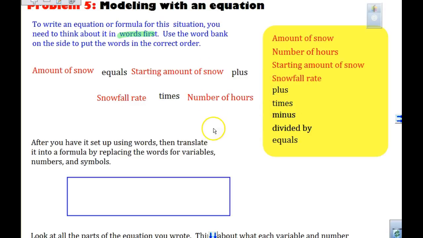Okay? So it says after you've set it up in words, then we want to translate it into a formula with words, replacing the words for variables and numbers and symbols. So at this point, if we are looking at this, we're going to have our amount of snow. We might use S, right? Sometimes I'll have people use A instead of S because they're talking about the amount, right? I would take either one. Okay? If we are looking at those two, it's equal to the starting amount, right? Where did we start?